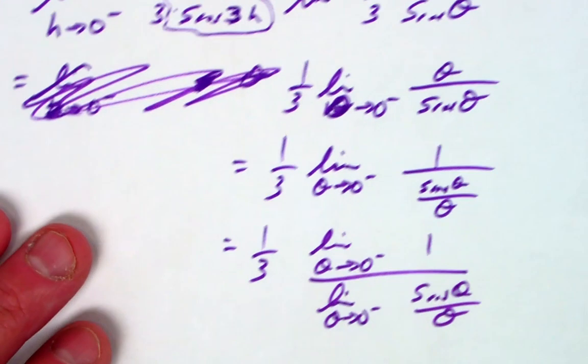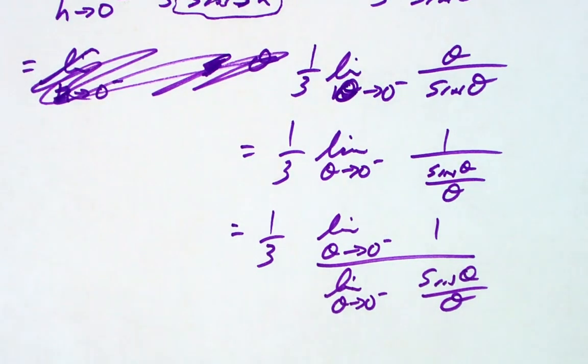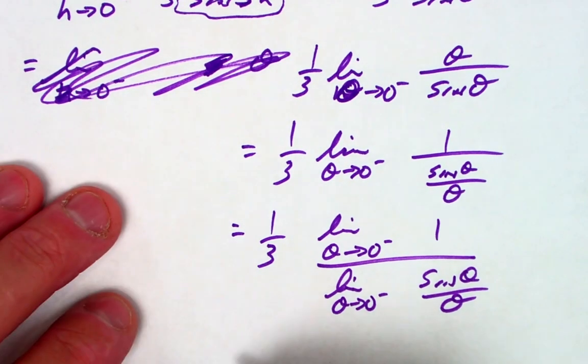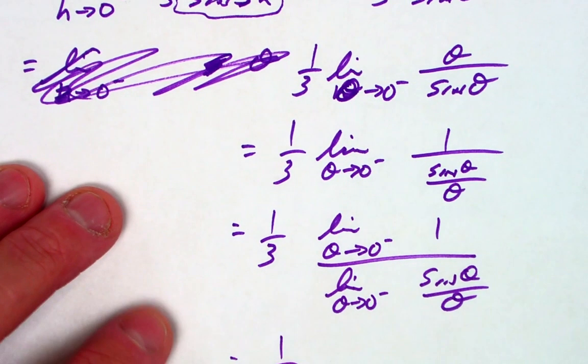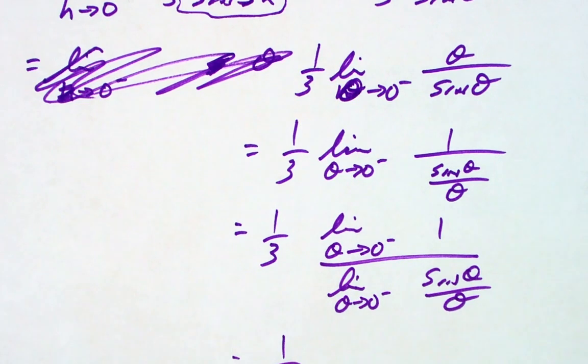Again, you probably wouldn't have to write that because we've got these theorems before that say I can take the limit of the top and the limit of the bottom, and that gives me the limit of the whole thing. So anyway, here's what we got. 1/3. What's the top? What's the limit as theta approaches 0 from the right of 1? 1. Because 1 is always 1. Okay?